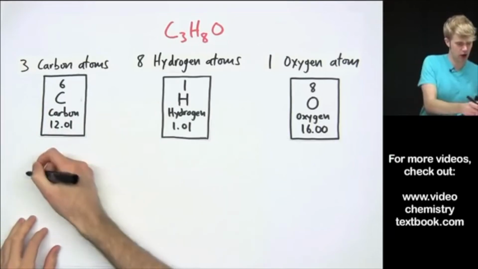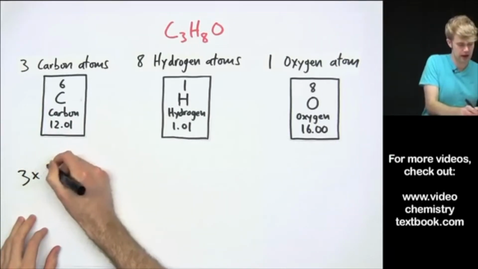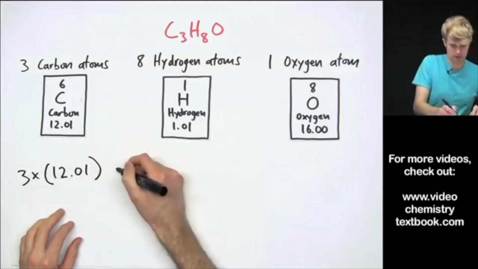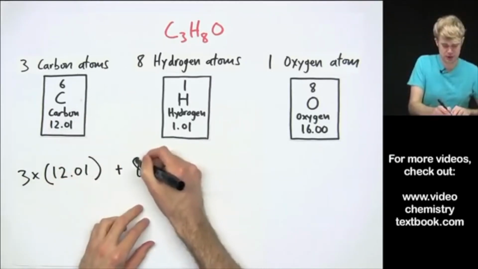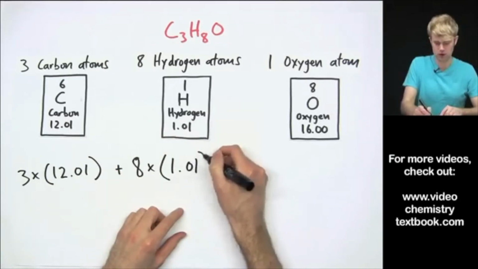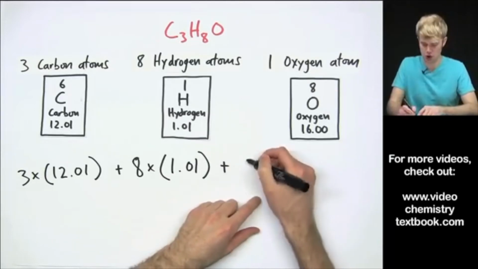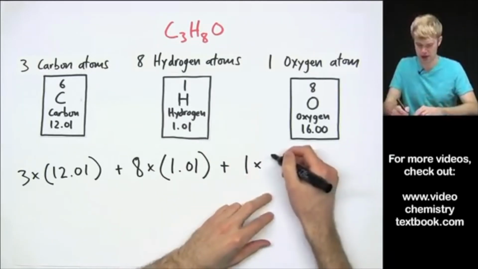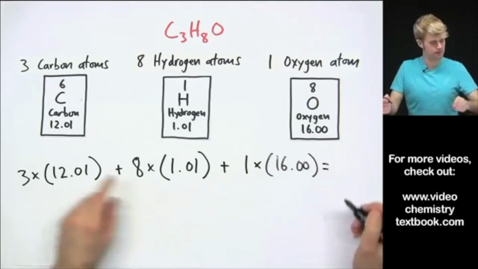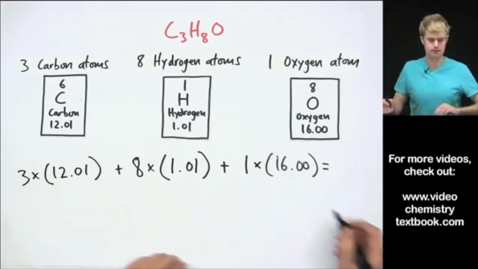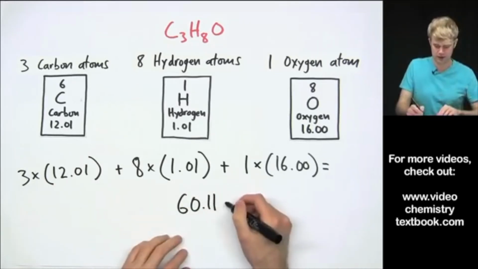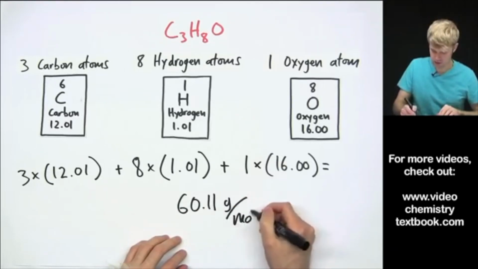Now, we add up the weights of these atoms, keeping in mind how many of each atom we have. So we have 3 carbon atoms, so we're going to do 3 times how much carbon weighs, 12.01, plus 8, because we have 8 hydrogen atoms, times 1.01, which is how much hydrogen weighs, plus 1, because we only got one oxygen atom, 1 times 16.00. Multiply these and add them together, and we get 60.11. Don't forget the units, grams per mole.